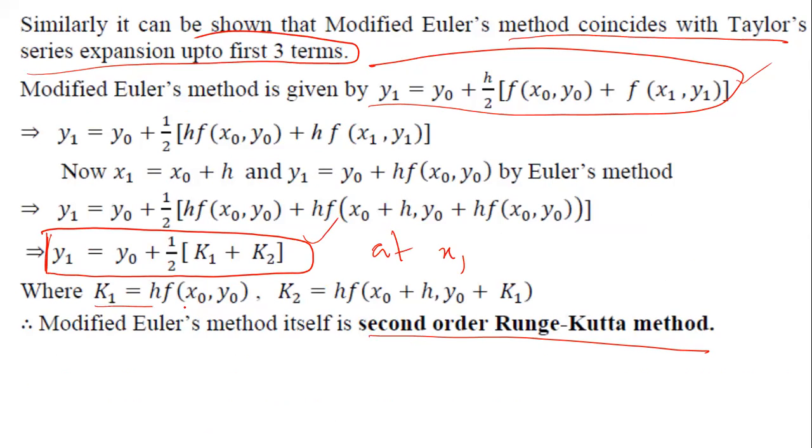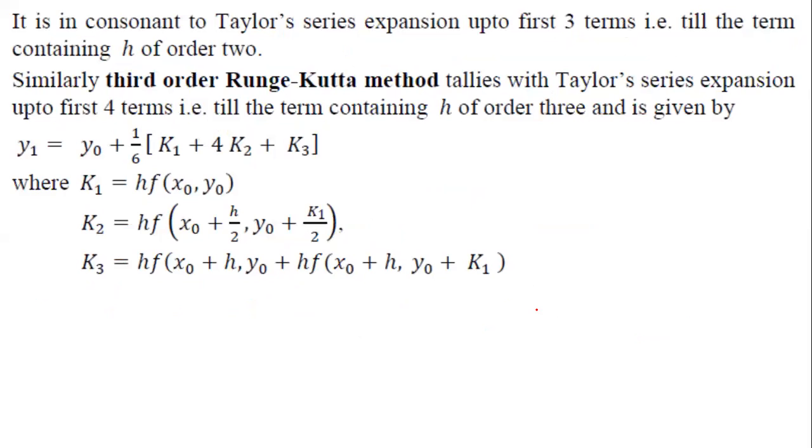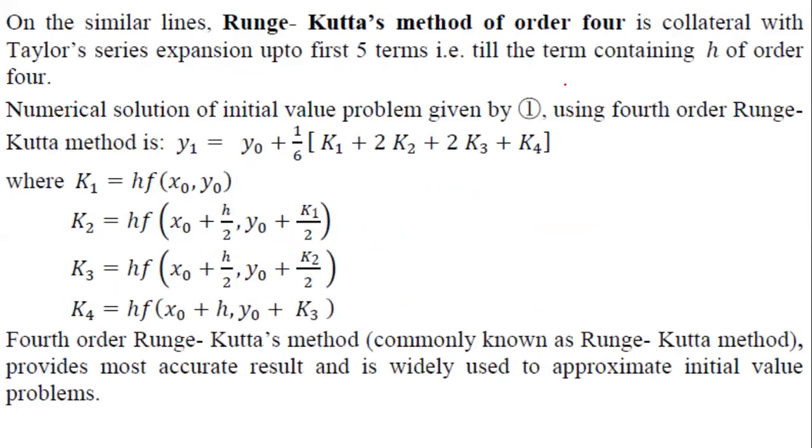So here your k is h of f x naught y naught. Your k1 is this, k2 is this. Similar to that, this is called the third order Runge-Kutta method. Here, it tallies with the first four terms of the Taylor series expansion. How it tallies, you have to manipulate the Taylor series expansion formula a little bit, so let's not worry about that.